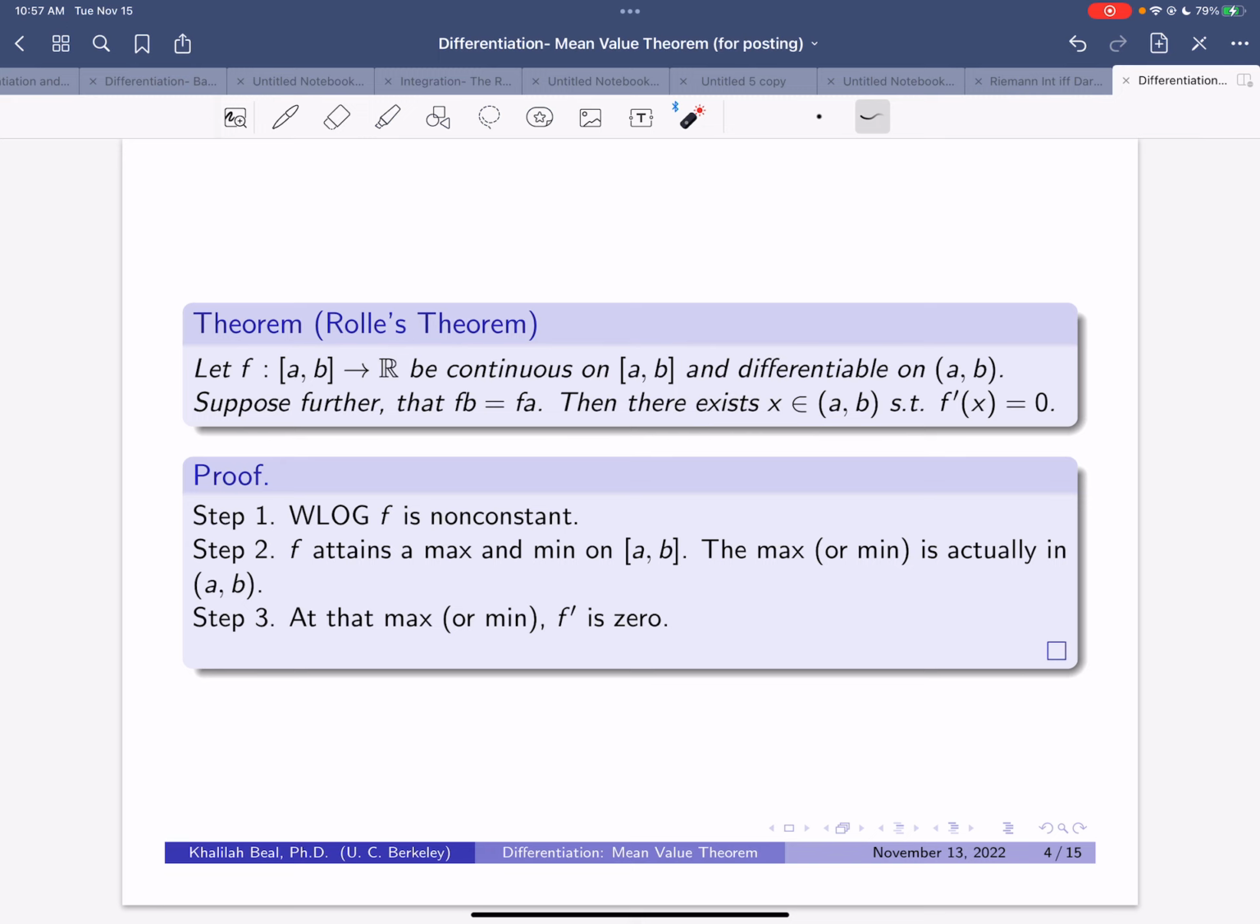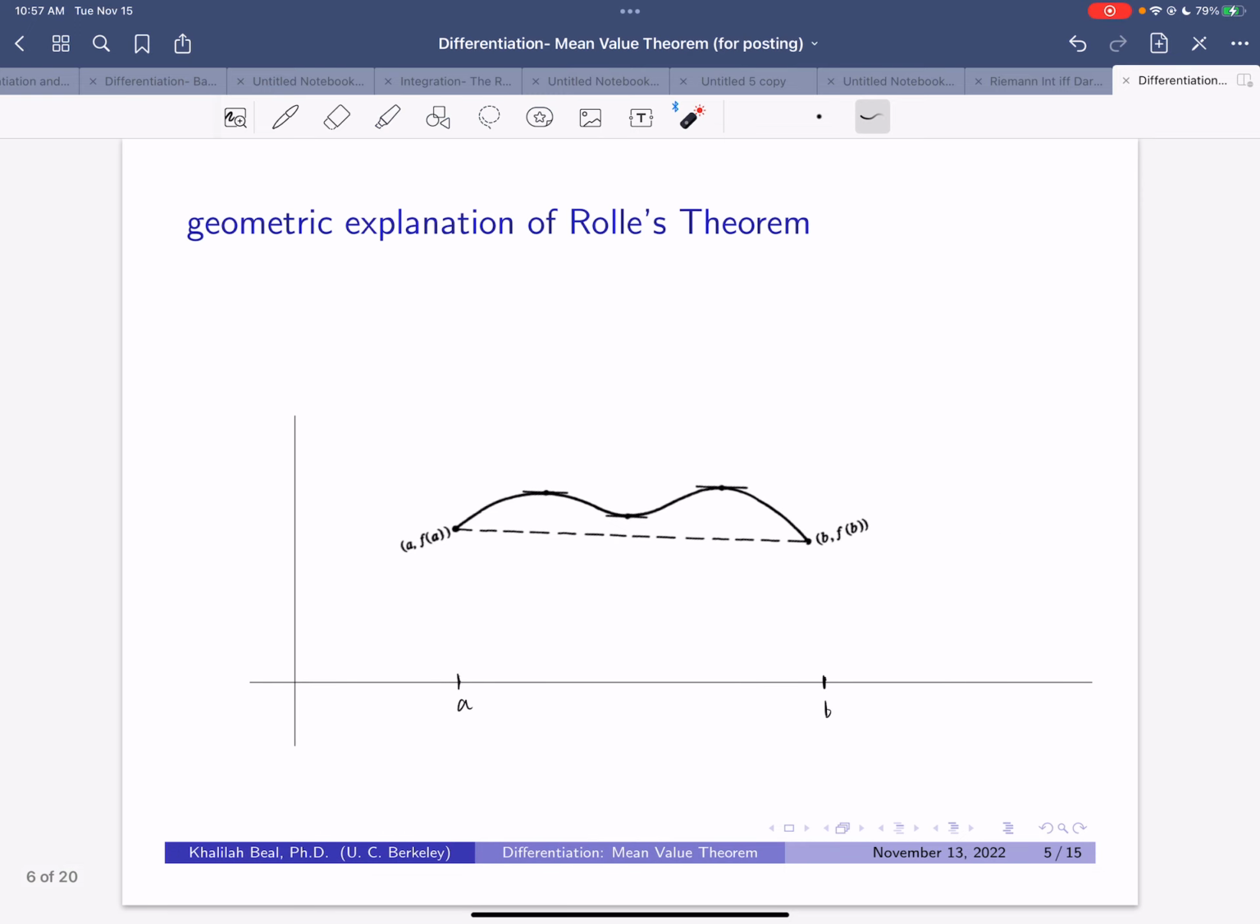Suppose further that f of a is equal to f of b. So there's no net change in the function, right? f of a is exactly the same as f of b. The claim is that there has to be a point in your domain where f prime is equal to 0. Okay? So let's look geometrically at what this is claiming.